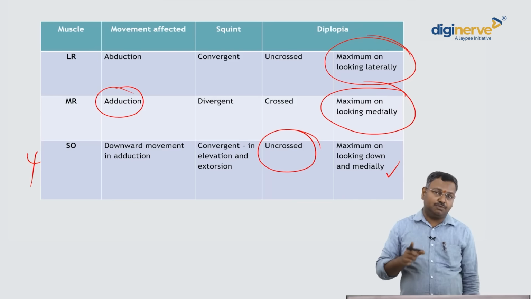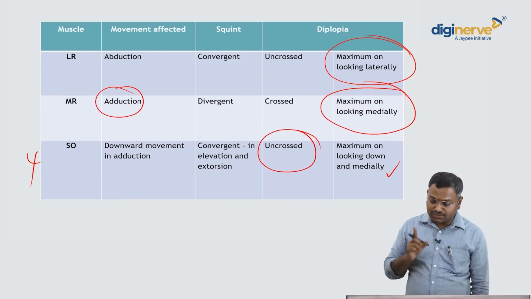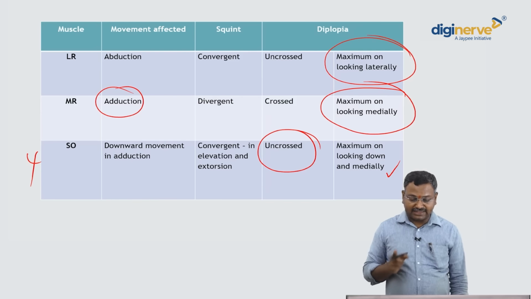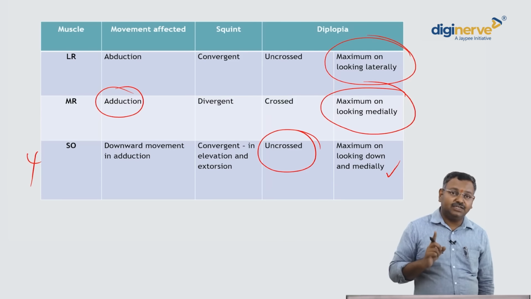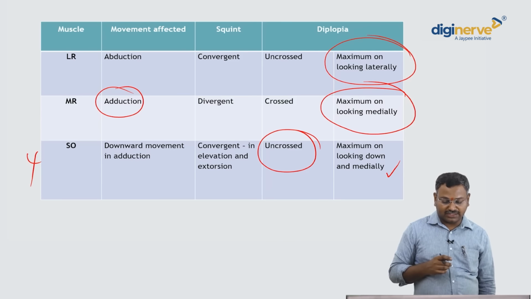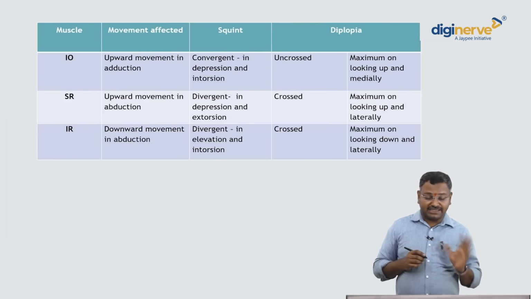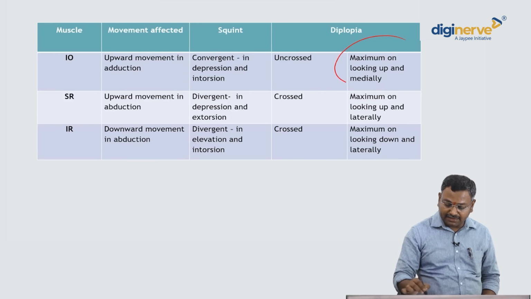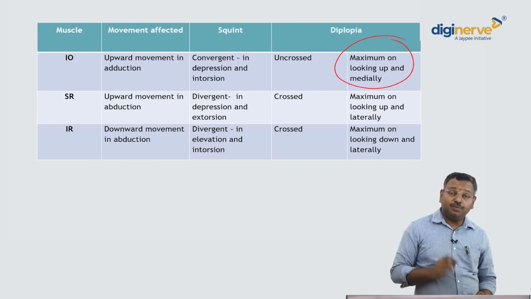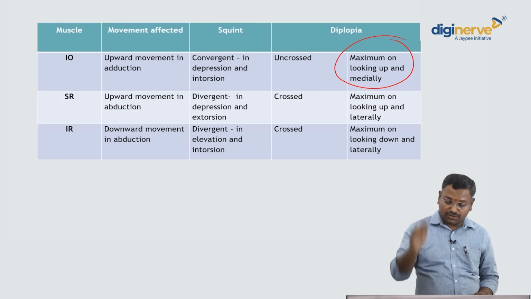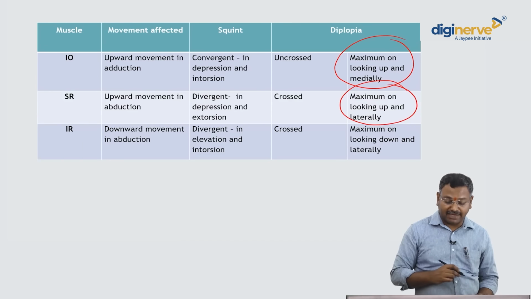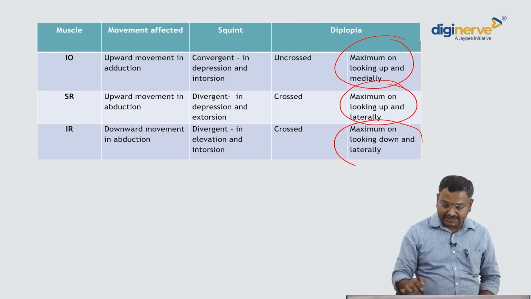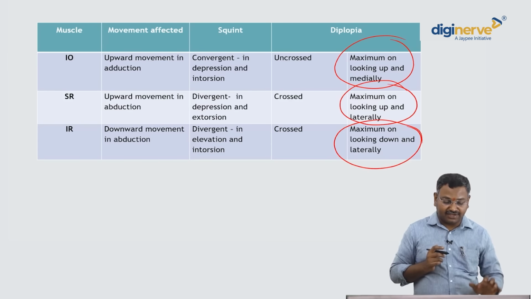It is an uncrossed diplopia. Please remember, the crossed diplopia is only with medial rectus, superior rectus and inferior rectus, all the adductors. That is where you can get the crossed diplopia, and all the rest is uncrossed. Inferior oblique, the maximum movement is up and in, looking up and medially. The superior rectus, very important, up and out. That is where you get the maximum. And the inferior rectus is where you look down and laterally. So this movement is getting affected.